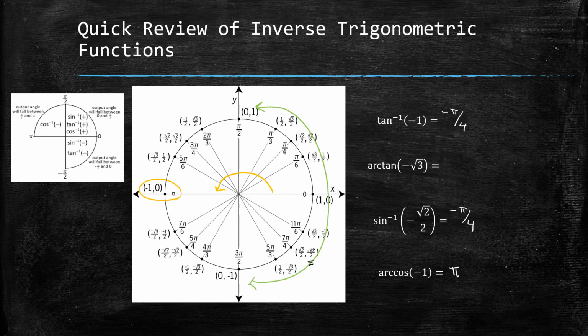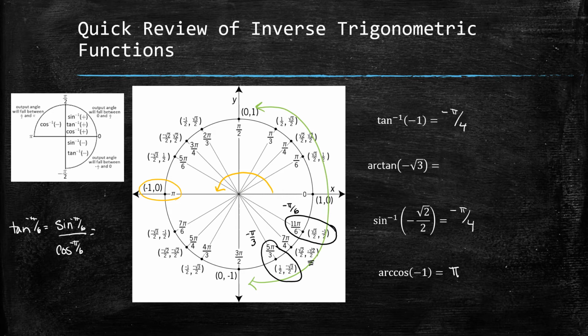Now arctan of negative root 3. You should have this narrowed down to one of these two angles, and it's not really 11 pi over 6. This is our negative pi over 6 and negative pi over 3. It's the ratio of sine and cosine. Let's look at negative pi over 6 first. I'm just going to check these two to see which one is the correct answer. If I look at tangent of negative pi over 6, this is sine of negative pi over 6 over cosine.